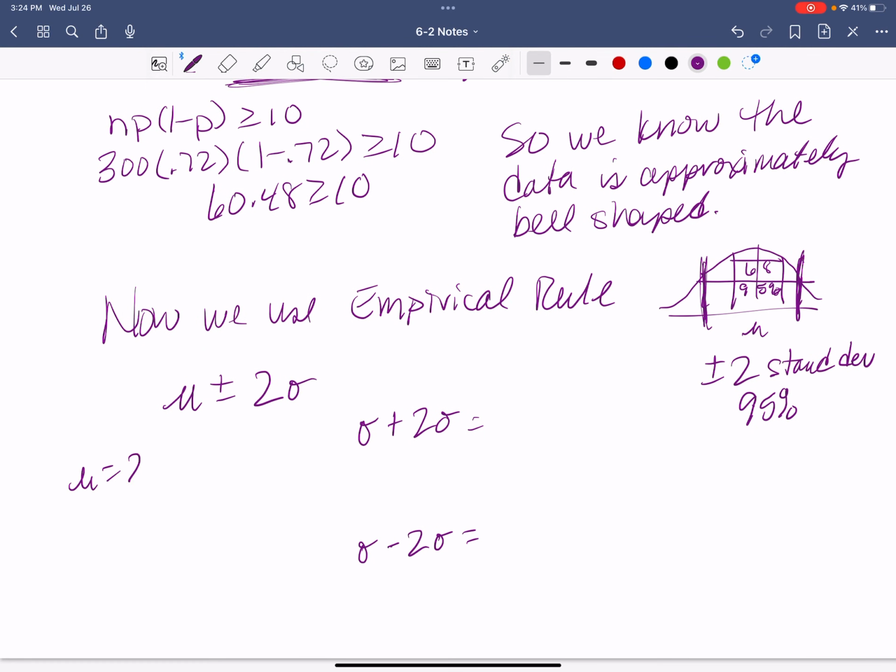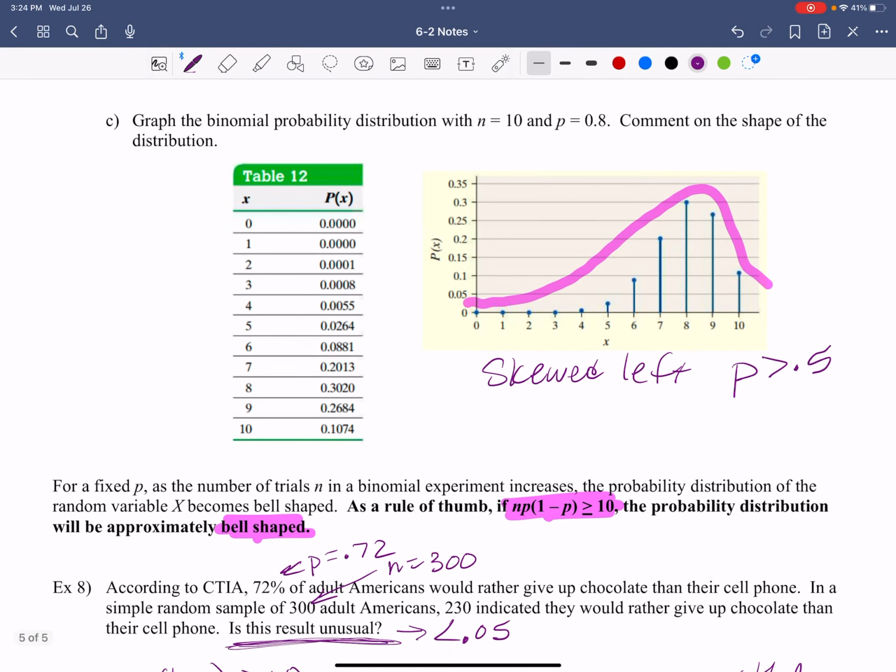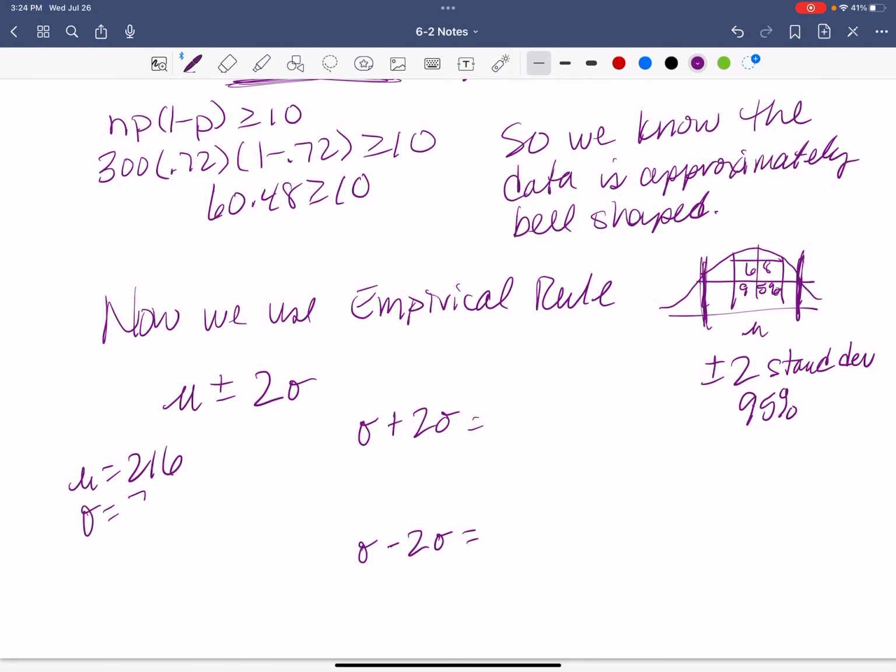Mean is 216. So my standard deviation, we had that on the other page too. What did we get for that? 7.8. Standard deviation is 7.8. Oh, dang it, you guys, you're probably yelling at me because you're so smart. I appreciate you so much. No, that's the mean. You're right. I'm wrong. Good job. So this is 216 plus 2 times 7.8 and 216 minus 2 times 7.8.